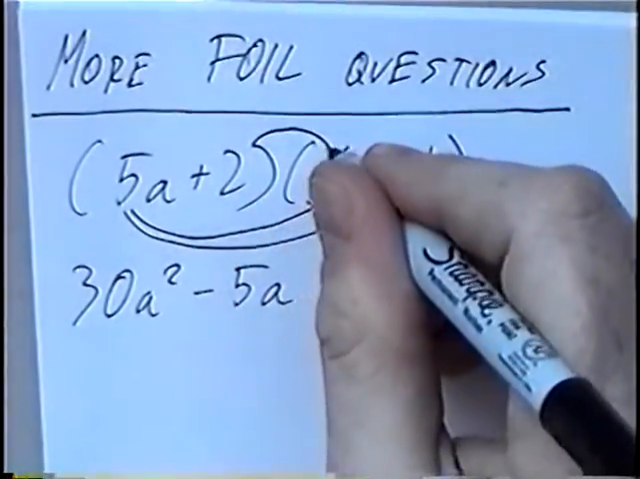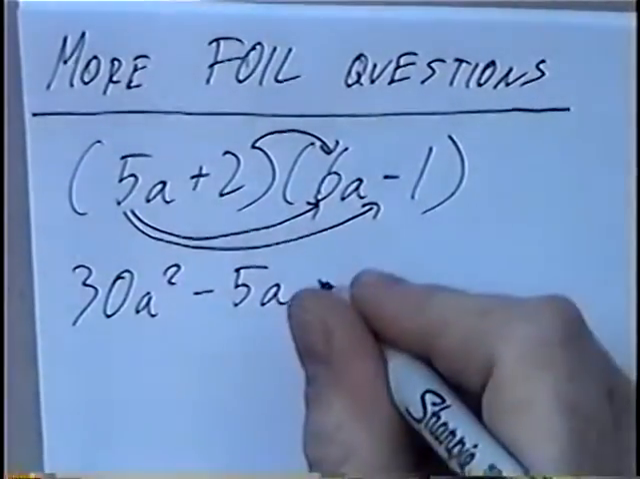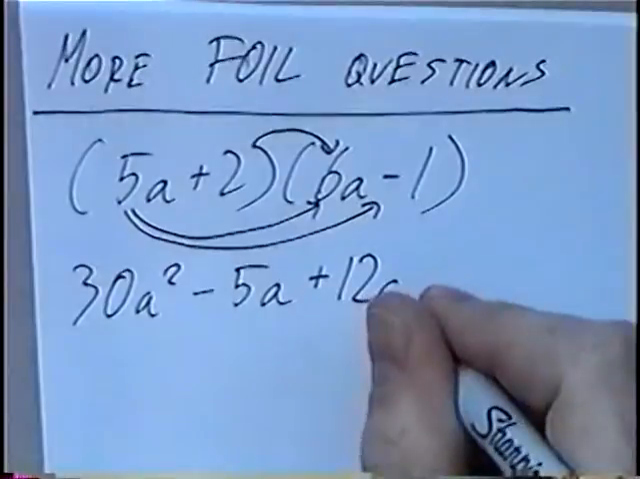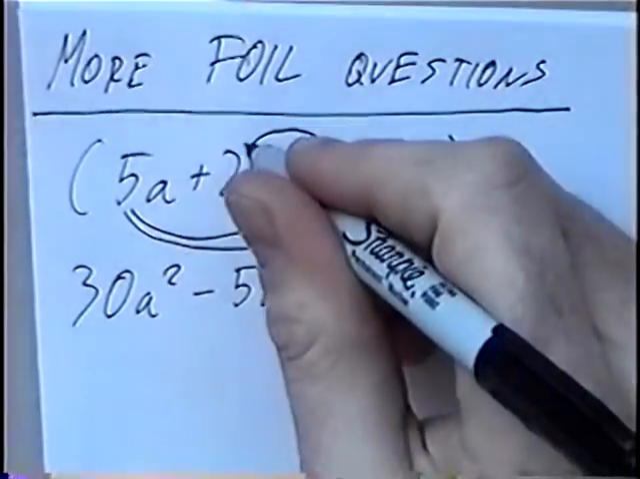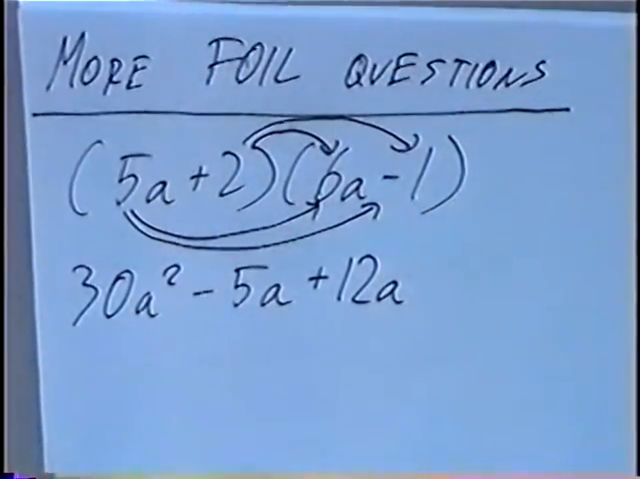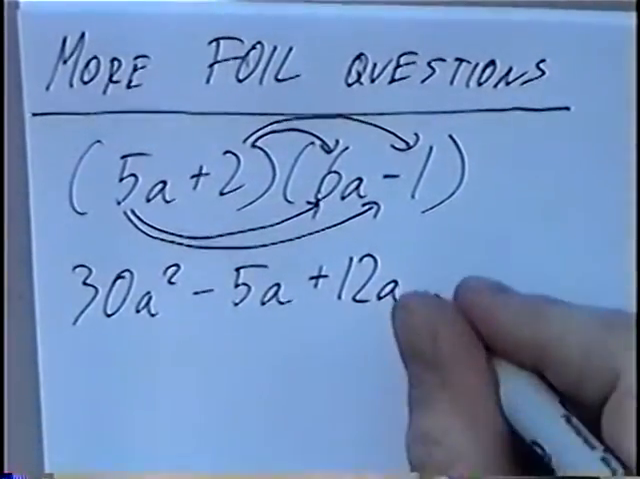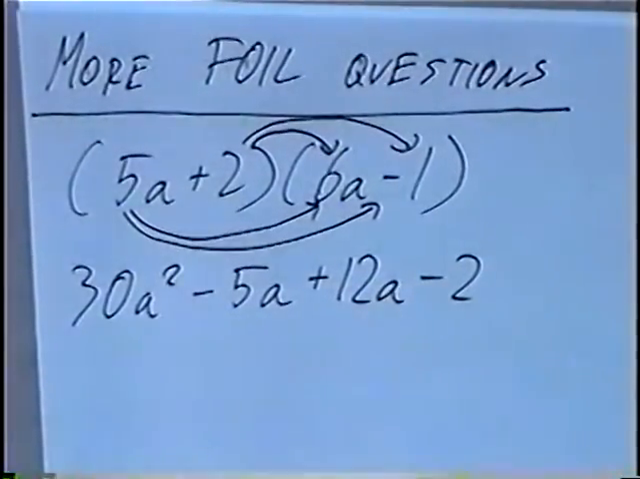Multiplying the inside or middle terms, 2 times 6a. 2 times 6 would be 12, and the a would stay on to make it 12a. And multiplying the last numbers in each parentheses, positive 2 times a negative 1. When you multiply by one negative, it would stay negative for negative 2.